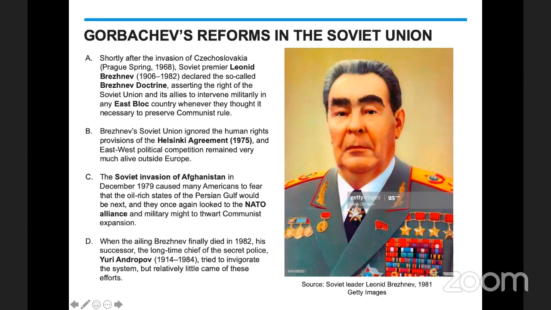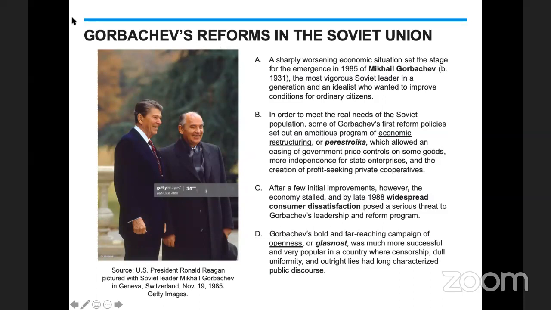Next slide, please, Katie. After Andropov, there is one more leader, Konstantin Chernenko, a Soviet leader before Gorbachev. Chernenko only served a few months before he died. So we have this really aging generation of Soviet leaders passing away. And then all of a sudden in 1985, we have Mikhail Gorbachev. He is a very vigorous Soviet leader, an idealist who wants to improve conditions for ordinary citizens. He is different than the previous leaders.